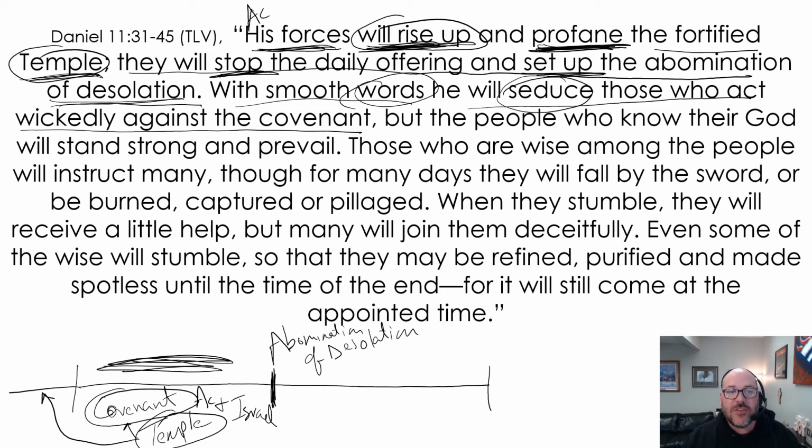They will turn their backs on Israel. He will buddy up with them and he will seduce them, and he will give some kind of an agreement to all of those who also join in with him acting wickedly against the covenant, against Israel. So you can substitute that word: who act wickedly against Israel. But the people who know their God, that is the Christians, will stand strong and prevail.